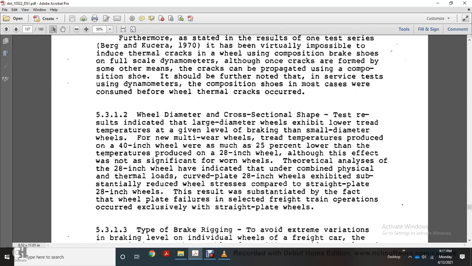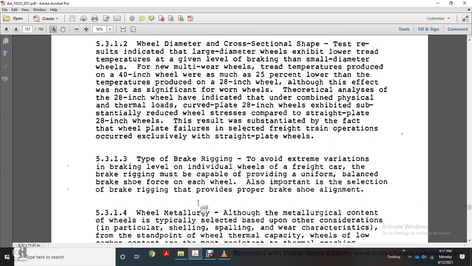Wheel diameter and cross-sectional shape: test results indicate that a large diameter wheel exhibited lower tread temperature at a given level of braking. For a new wheel, the tread temperature produced at a 40-inch wheel with wear is 25% lower than the temperature produced at a 28-inch wheel. Although this effect was not seen at the warm wheel, theoretical analysis indicated that under combined physical and thermal loads, the curved plate 28-inch wheel exhibited substantially reduced wheel stress compared with the straight plate 20-inch wheel. This was substantiated by the fact that wheel plate failures for selected freight train operation curves occurred exclusively in straight plate wheels.